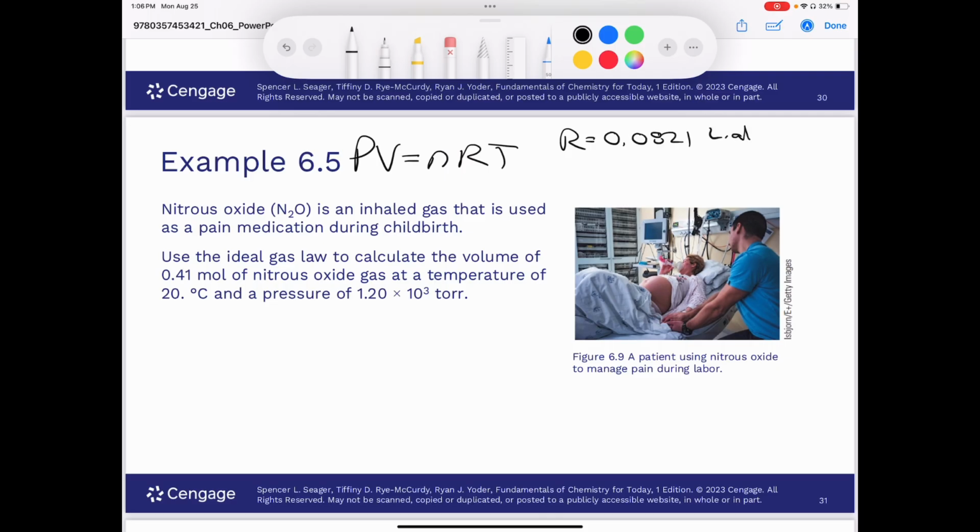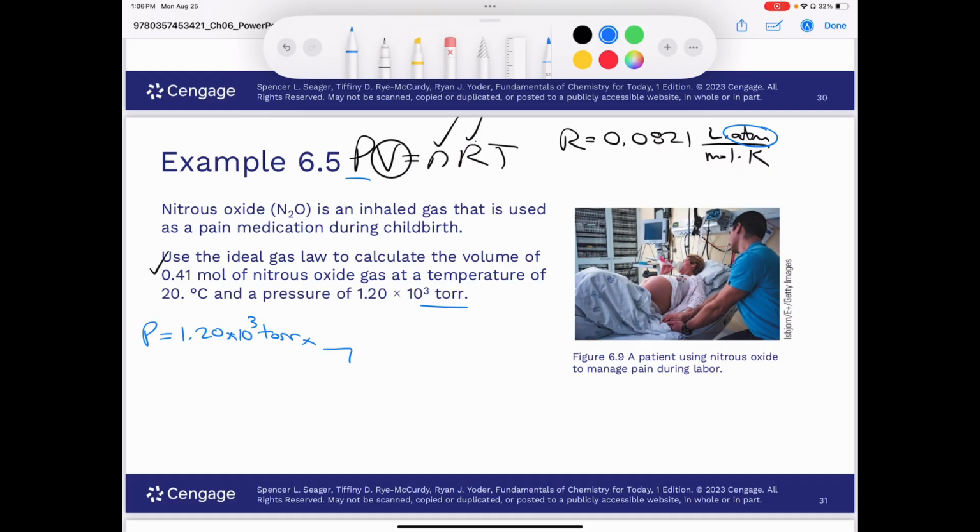Well, remember that R is equal to 0.0821 liters times atmospheres divided by moles times Kelvin. And notice that they've given us 0.41 moles. That's no problem, okay? That's our n. We know the gas constant, okay? And we're trying to solve for volume, but they've given us pressure in torr, and we need to convert that into atmospheres. And so let's do that first. We know that our pressure is going to be equal to 1.20 times 10 to the power of 3 torr.